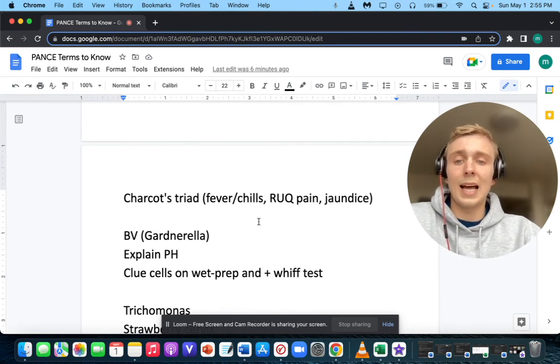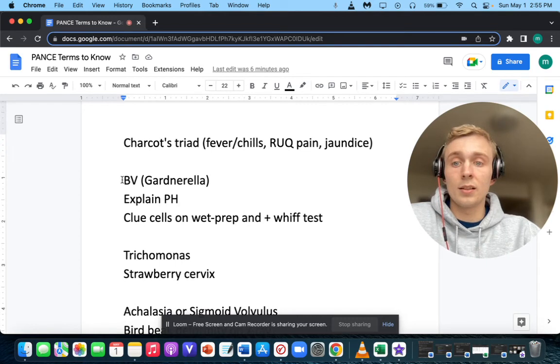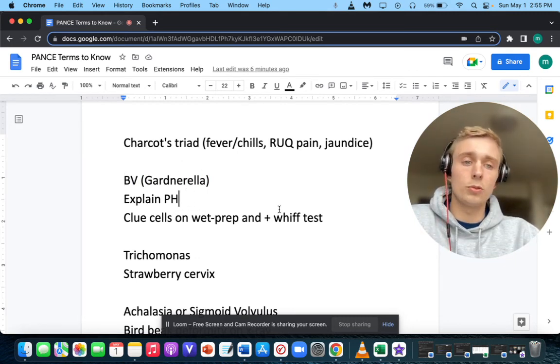In BV, you have a lack of the acidophilus, the acid-loving bacteria. With a lack of the acid-loving bacteria, you have a more basic pH, and that explains the elevation of the pH in BV. And trichomoniasis also has an elevated pH. So BV and trichomoniasis are over 4.5 pH, as opposed to Candida, which has a more acidic pH, under 4.5. And again, BV: clue cells on wet prep, and a positive whiff test.